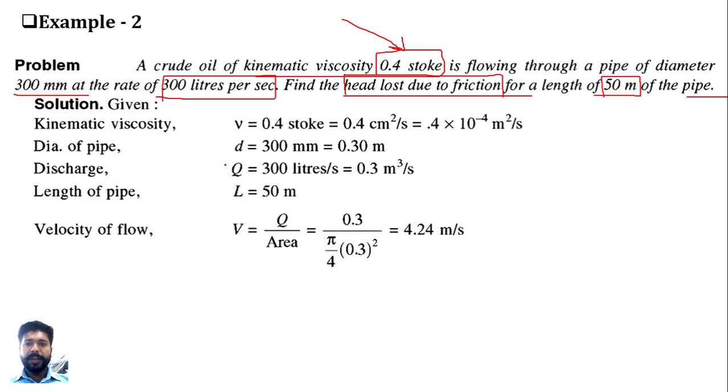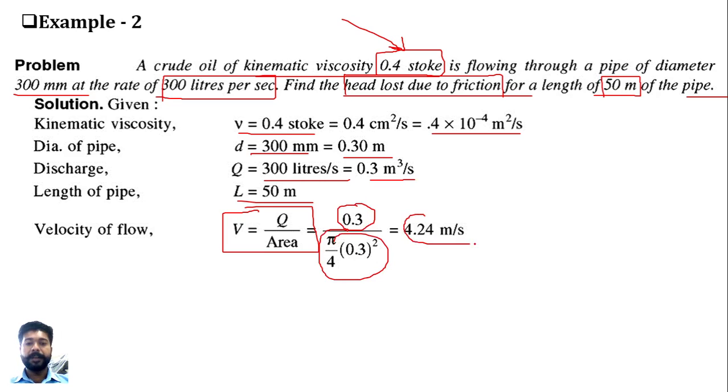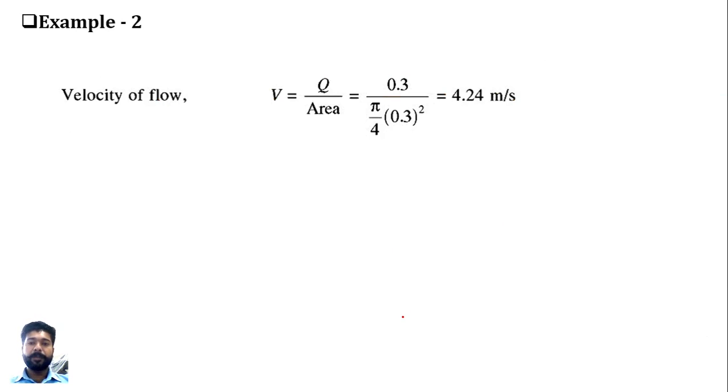So we have this given data: v is 0.4, multiplied with 10 to the power minus 4, in meter square per second. Diameter D is 300 mm, so convert it into meter by dividing by 1000. Q is 300 liter per second, so by dividing by 1000, this is also in meter cube per second. Length is 50 meter. First of all, we need to find velocity, for the Reynolds number rho v d by mu. Velocity is nothing but Q divided by area, and Q is given, area is given. So simply we can find the velocity, that is 4.24 meter per second.